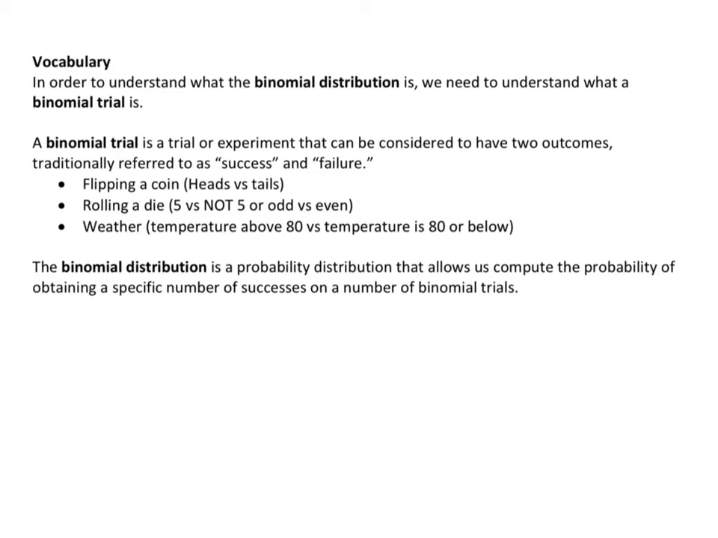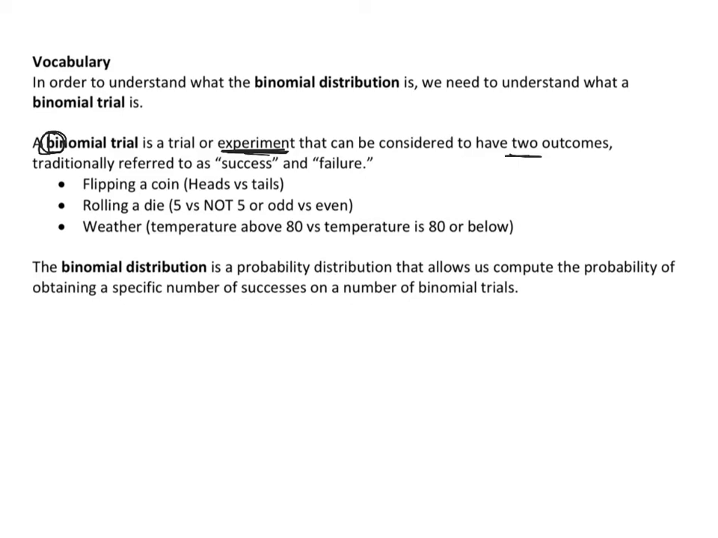As is the case with many lessons on new things, we often need to start with vocabulary. Math a lot of times revolves around the vocabulary that's defined and the starting point that we have. So in order to understand what a binomial distribution is, we need to understand what a binomial trial is. Now, we've seen the word trial before. We know that a trial is basically a thing that we do or an experiment that has some sort of measurable outcome. So a binomial trial is a trial or an experiment that can be considered to have two outcomes. The word binomial indicates that it has two outcomes, and those are generally referred to as success or failure.